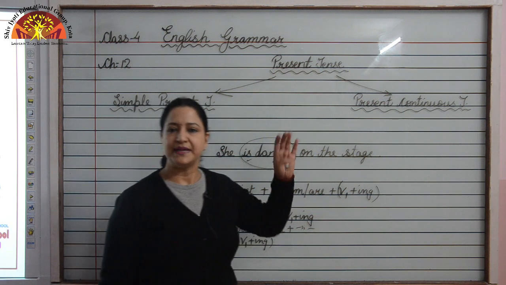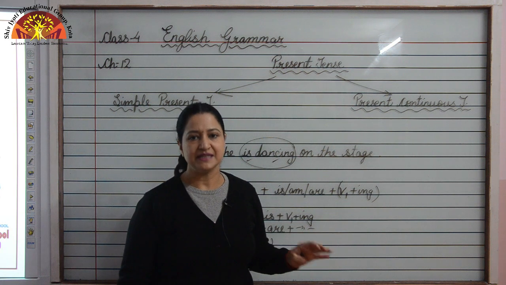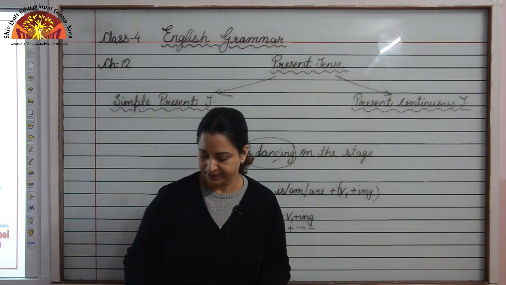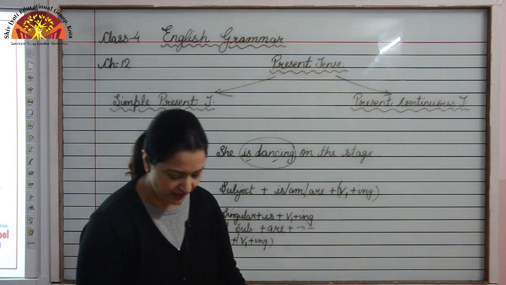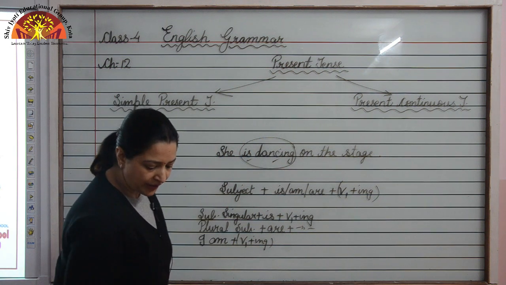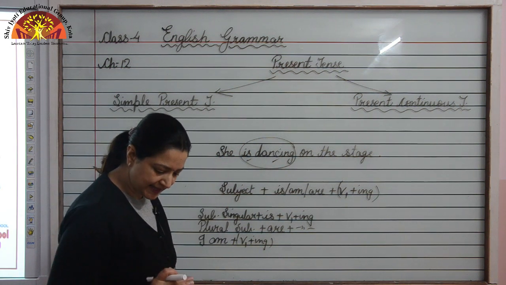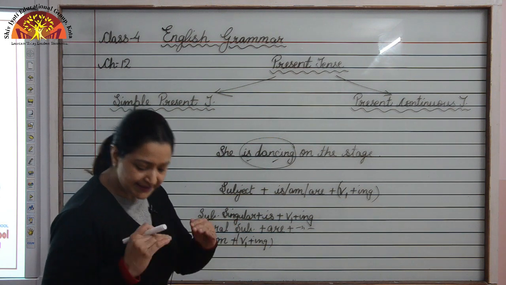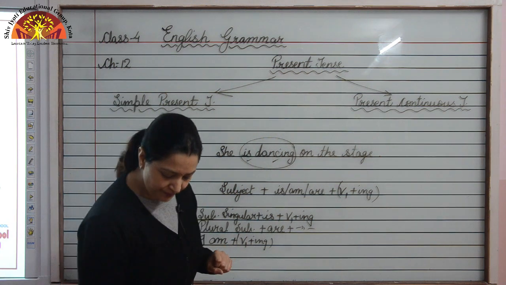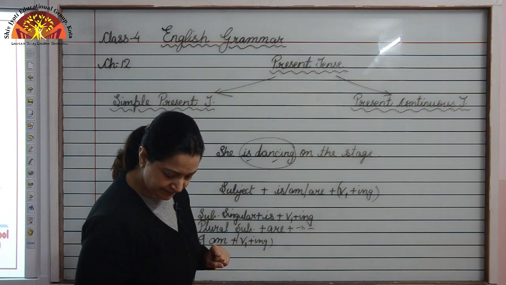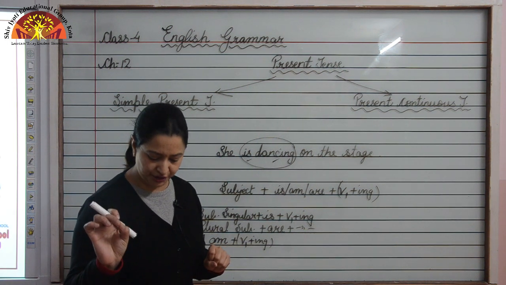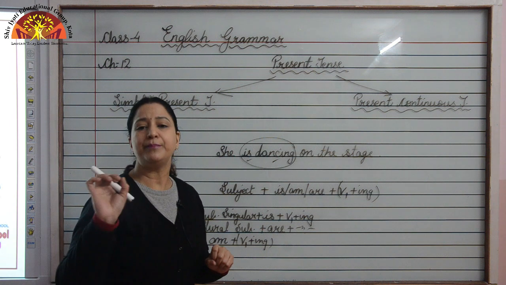Now I hope simple present tense and present continuous tense is very clear to you. Now let's move to some exercise. Open your books on page number 51, exercise number A. Fill in the blanks with the simple present forms of verbs given in the brackets. Now let's take number 1: Mrs. Jha is a teacher. She dash in Pune Public School.